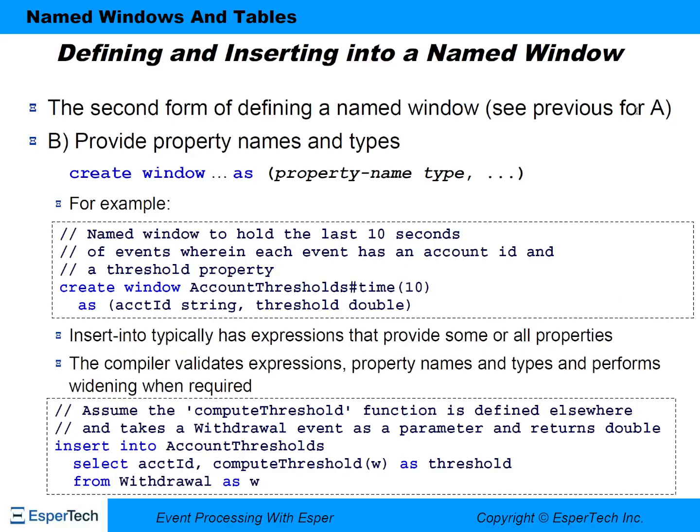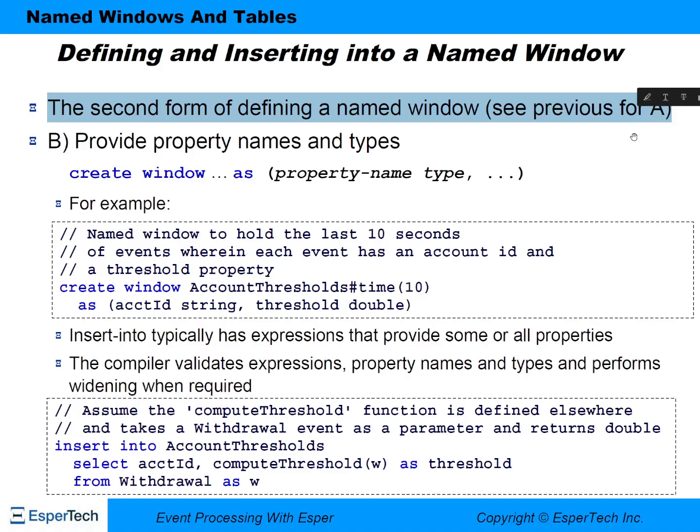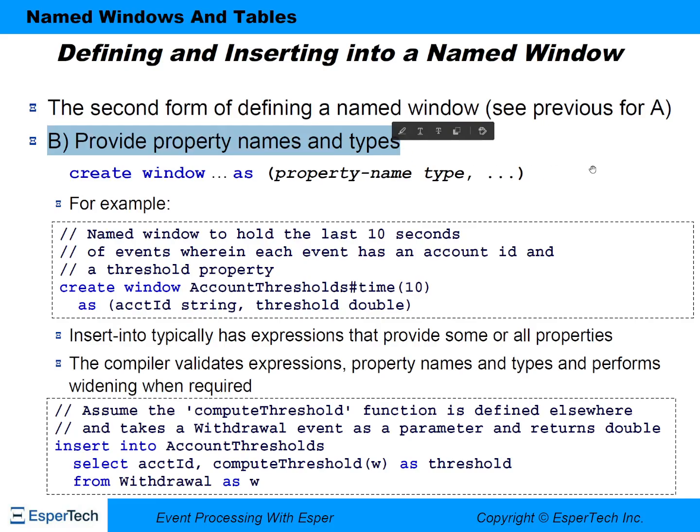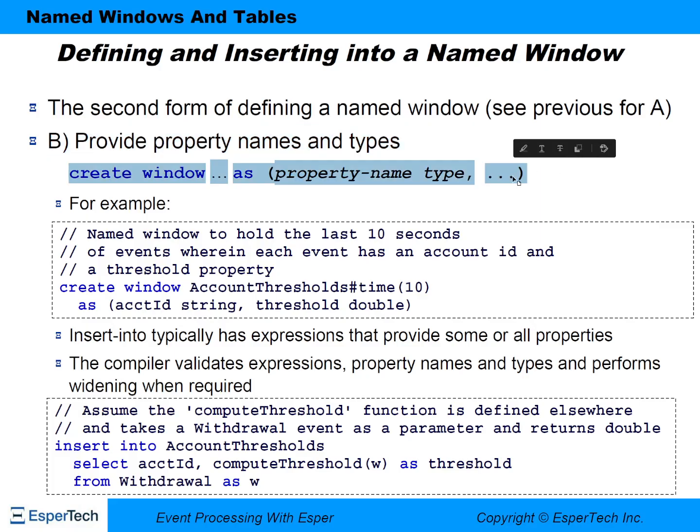This page describes the second form of defining a named window. The second form of defining a named window provides property names and types. The syntax is create window ... as (property name property type, property name property type, and so on).